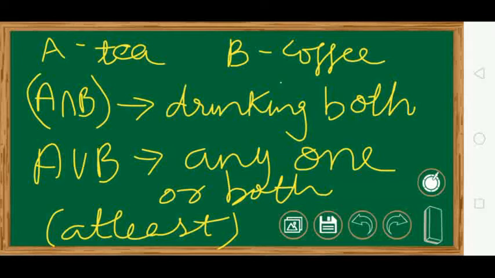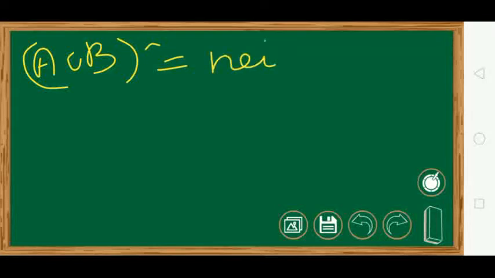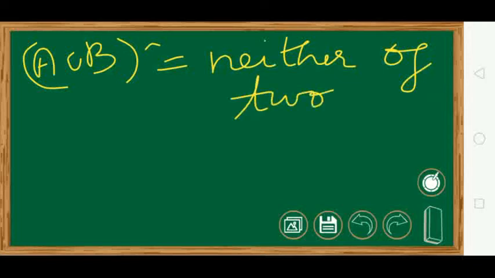The person who does not drink tea and does not drink coffee either will be the complement of A union B, that is A union B dash. So A union B dash means neither of the two. If you understand this and use De Morgan's law that I have taught you, you can very easily represent it. So these terminologies I will put in the group. You have to copy them down, and then with their help you can solve all the sums.